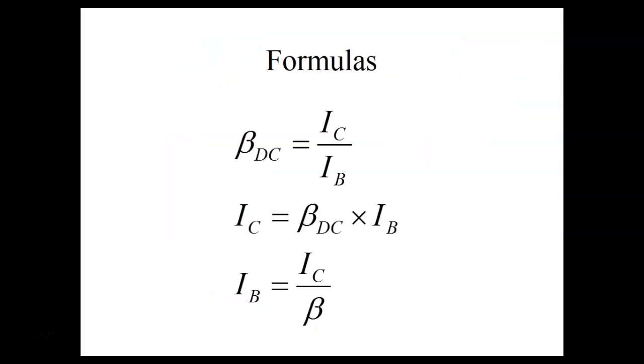So here are the formulas we already looked at. Beta DC is equal to IC over IB. IC would be equal to beta times IB. And then IB would be equal to IC over beta. All these formulas should be in the transistor section of your formula sheet.